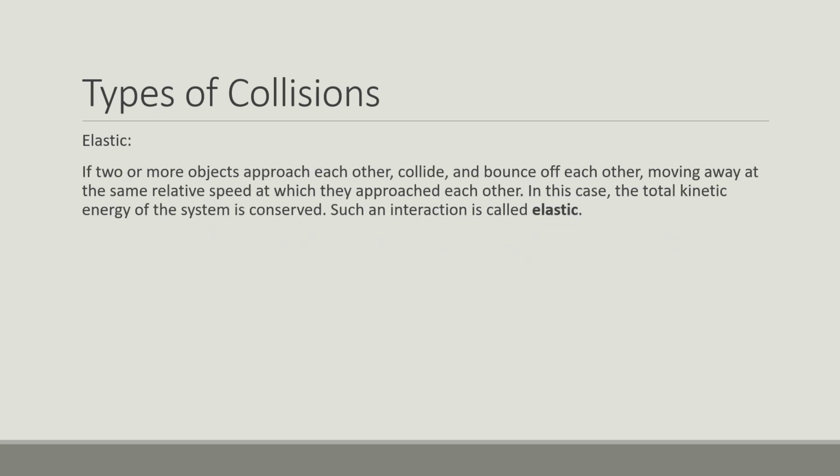The last type of collision is elastic. If two or more objects approach each other, collide, and bounce off each other, moving away at the same relative speed at which they approach each other, then the total kinetic energy of the system is conserved. Such an interaction is called elastic.